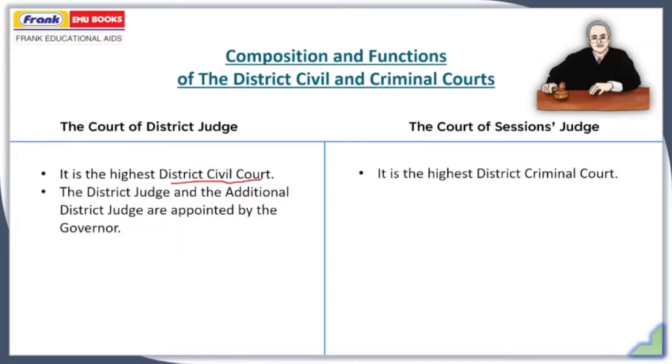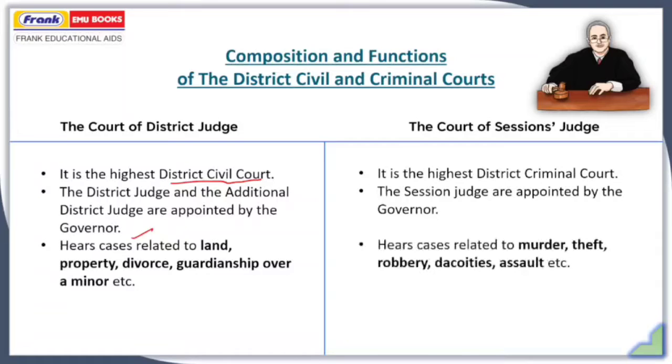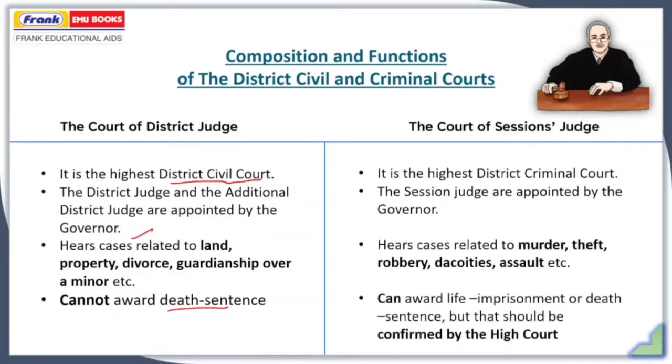The district judge and the additional district judge are appointed by the governor, and the sessions judge is also appointed by the governor. The Court of District Judge hears cases related to land, property, divorce, guardianship over a minor, etc., whereas the Court of Sessions Judge hears cases related to murder, theft, robbery, dacoity, assault, etc. So whenever a case is related to some crime, that case goes to the Court of Sessions Judge. The Court of District Judge cannot award a death sentence, whereas the Court of Sessions Judge can award life imprisonment or a death sentence, but that should be confirmed by the respective High Court.